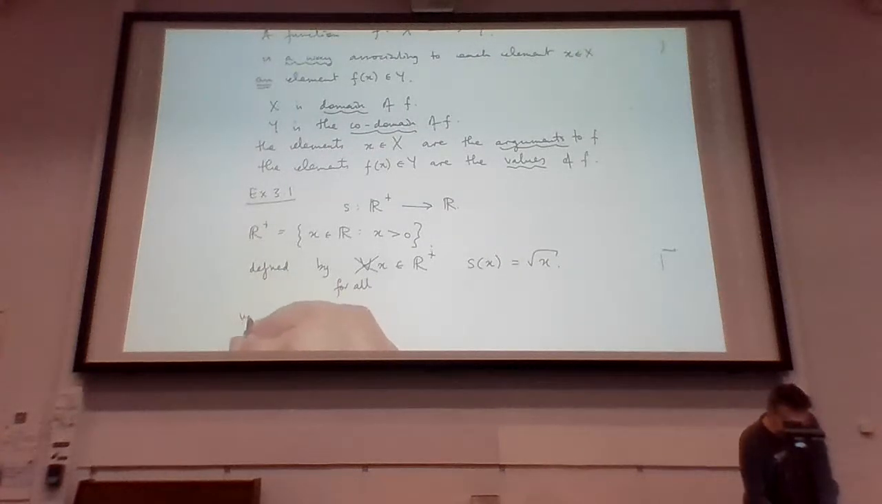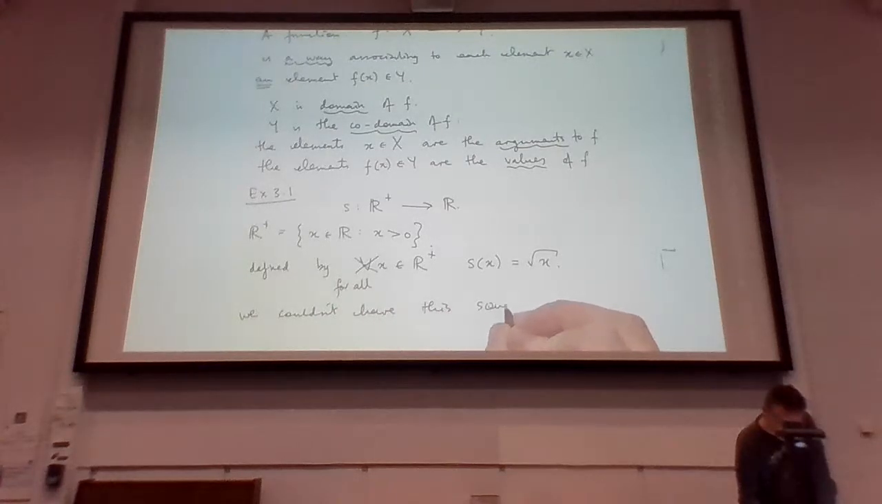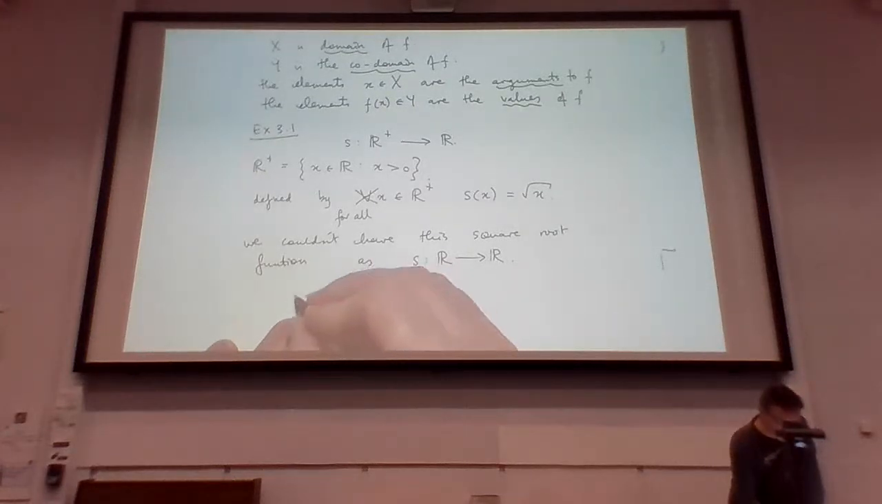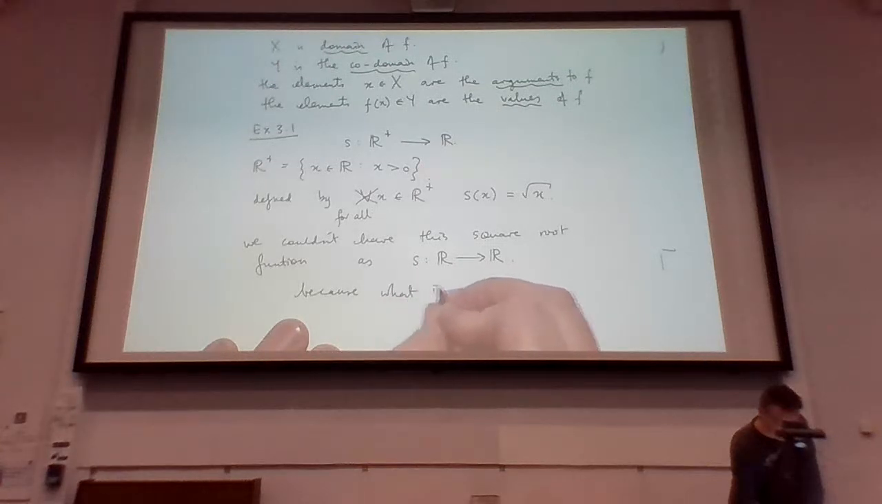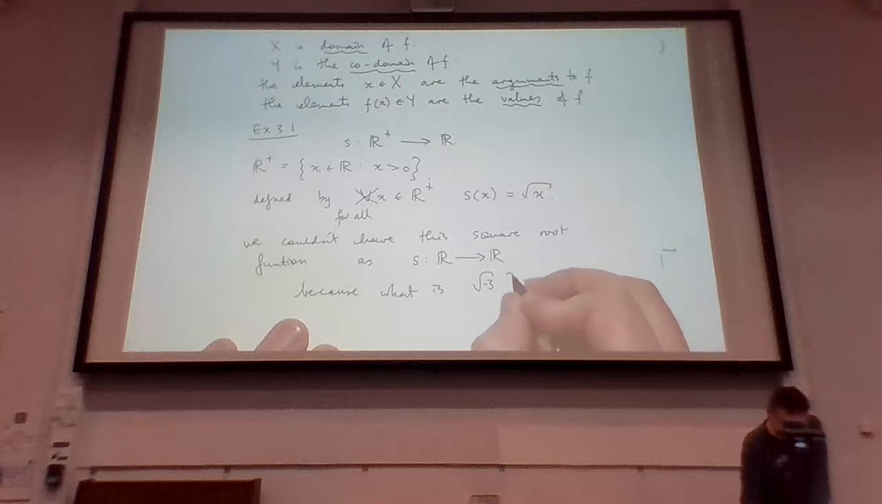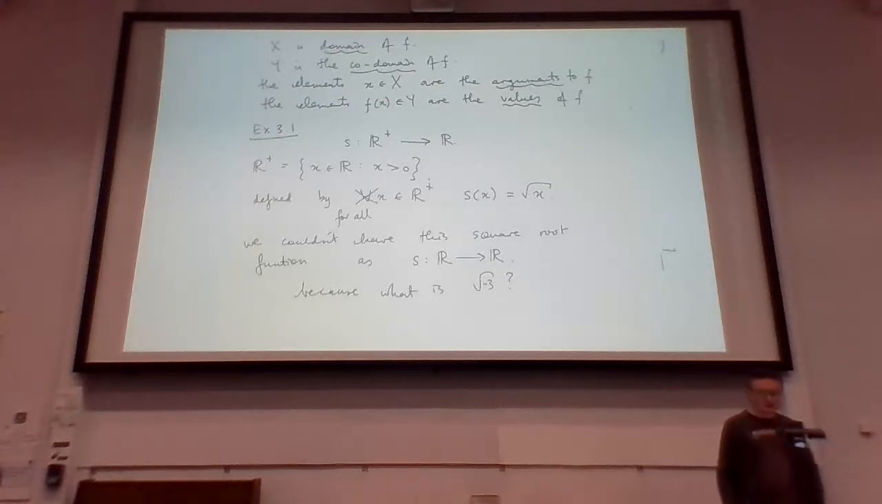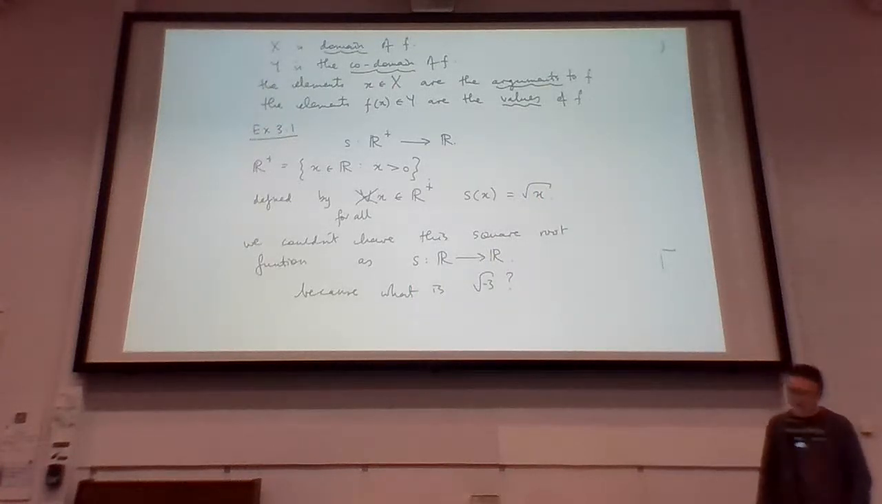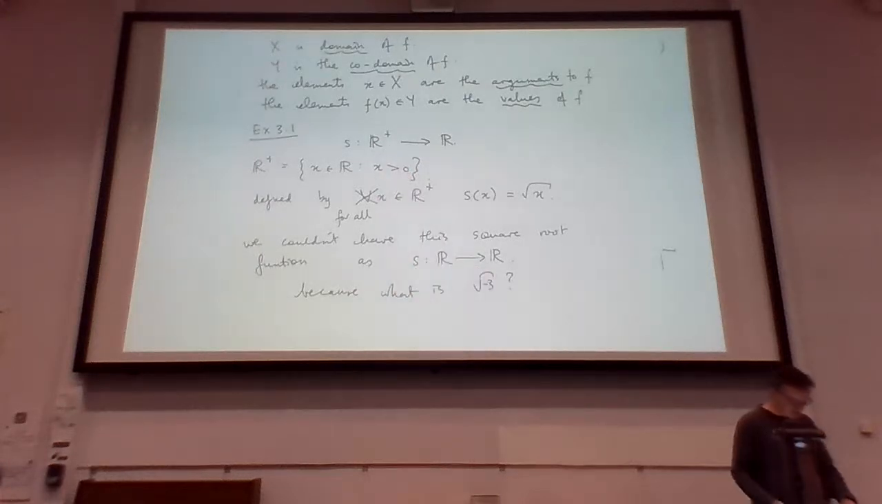Notice we couldn't have this square root function s going from R to R, because what is the square root of -3? There is no real number such that when you square it, you get -3. When you square a real number, the answer is always non-negative, greater than or equal to 0. So you couldn't have your square root function set up with this codomain of all the real numbers. But we can have it if we restrict the codomain of s to the positive real numbers.